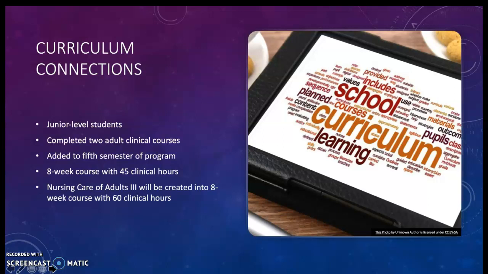It is possible to create an 8-week course of Nursing Care of Adults 3 for 4 credit hours with 60 clinical hours, and then add the Maternal Newborn Nursing course as an 8-week course for 3 credit hours and 45 clinical hours. This would take away some of the clinical hours in the adult course, but students would be utilizing other clinical skills in the maternity newborn course.